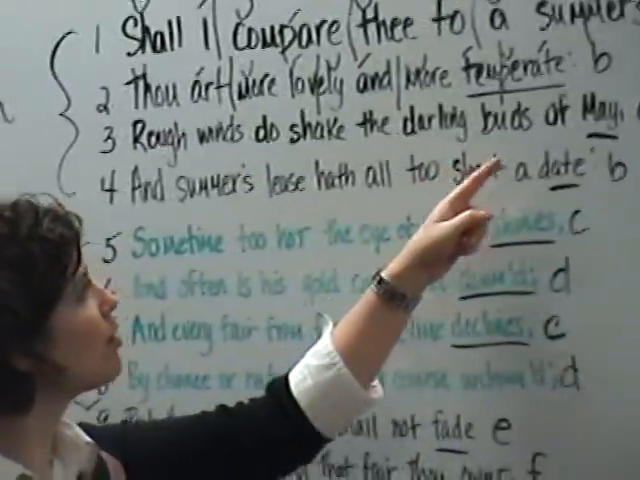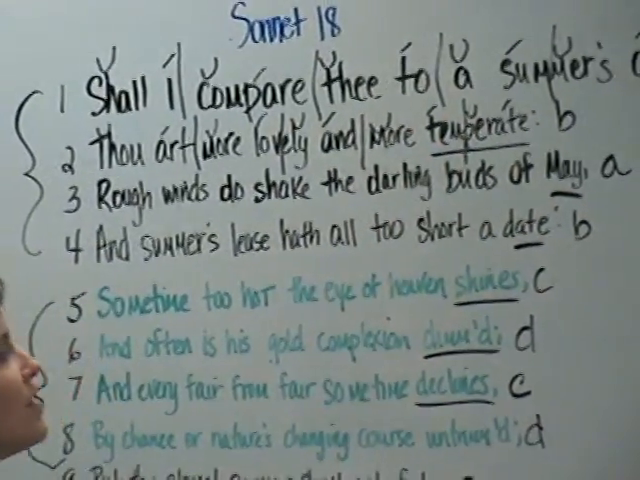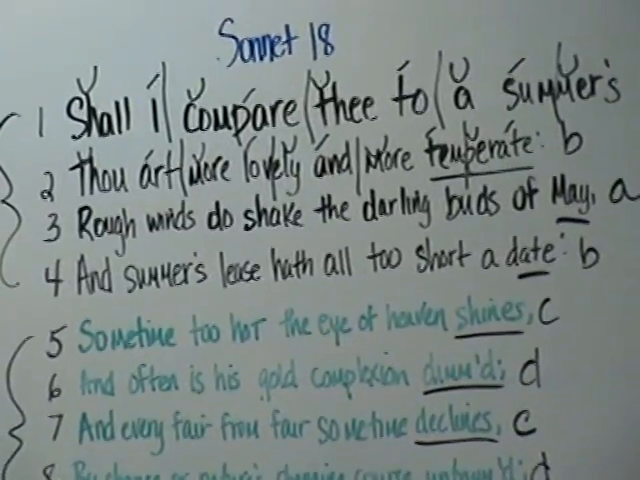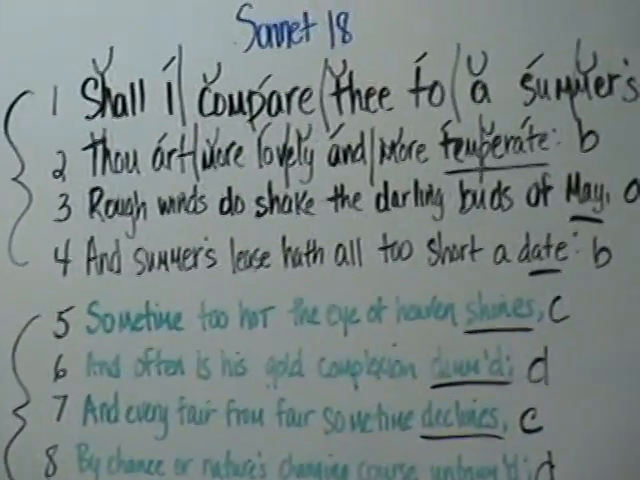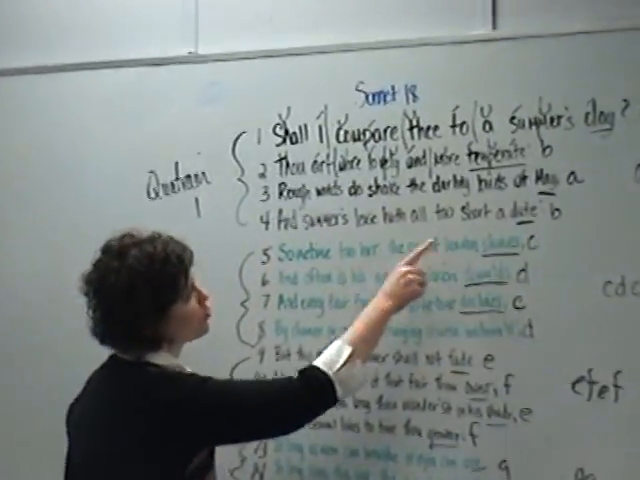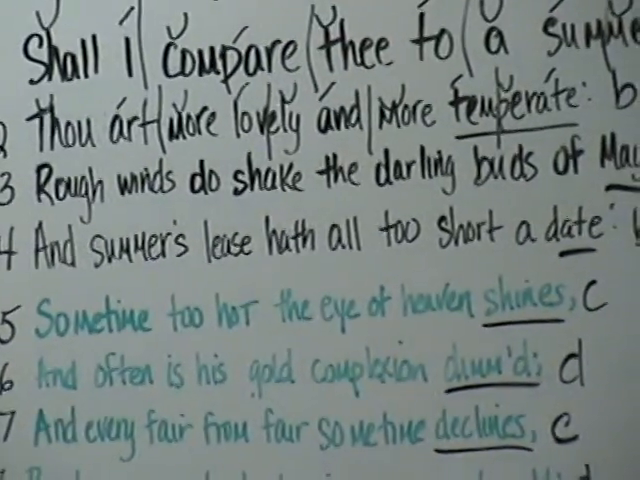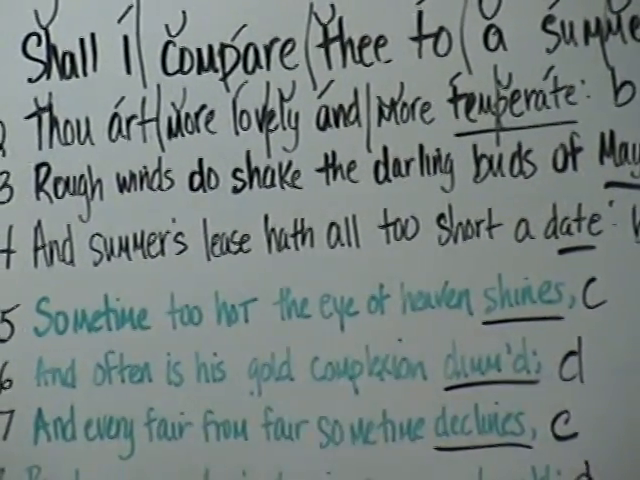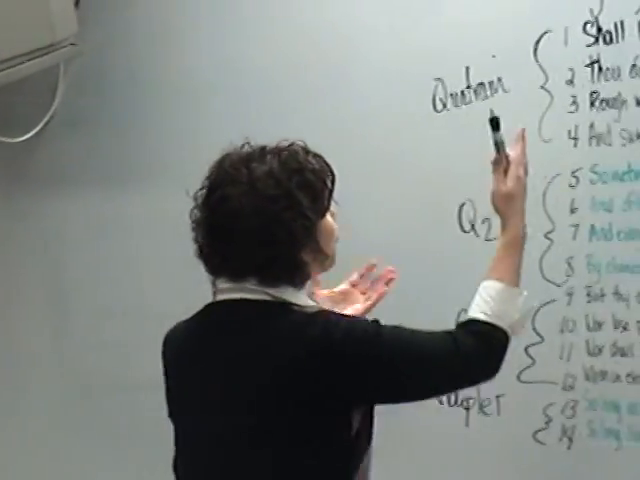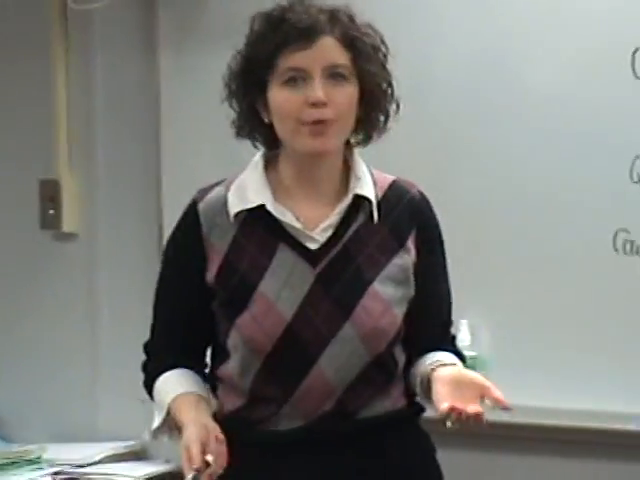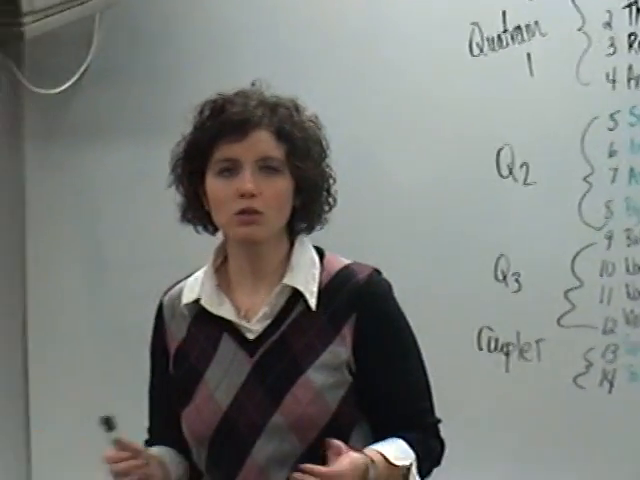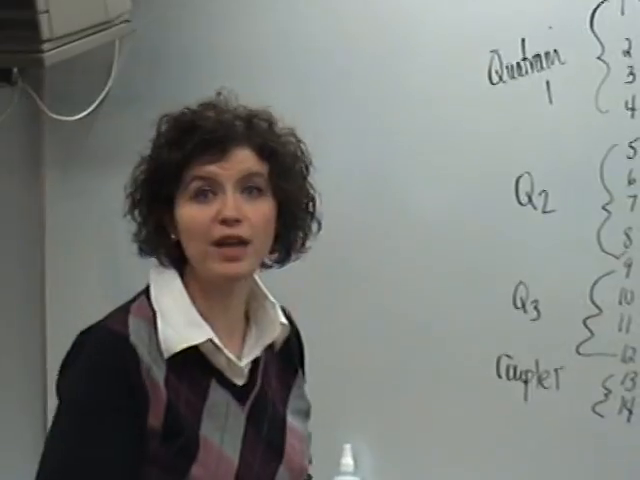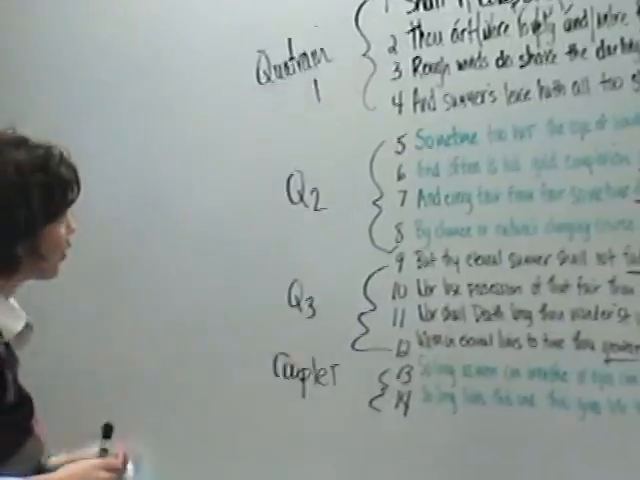Rough winds do shake the darling buds of May. So if I compare you to a summer's day, essentially, well, what am I saying here? In May, rough winds do shake the darling buds of May. Are you better or worse than this? And summer's lease hath all too short a date. Is it a wise thing to compare you to a summer's day when it's over quickly? After 3 months, summer's over. Probably not. So what's the full meaning of this quatrain overall? How could you break it into a sentence? Shall I compare you to a summer's day when it's illogical, it's temperate, sometimes it's not that pretty, and it's short? Let's look at the second quatrain.